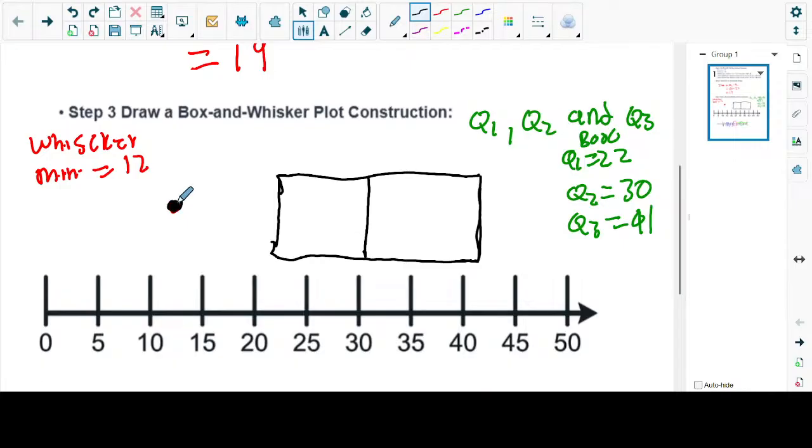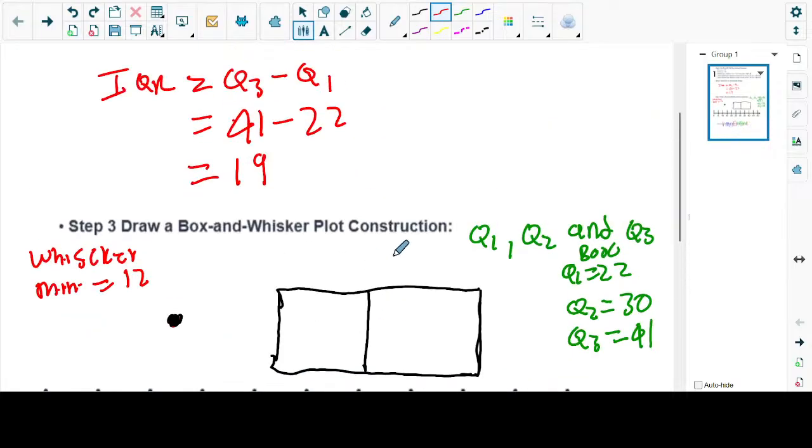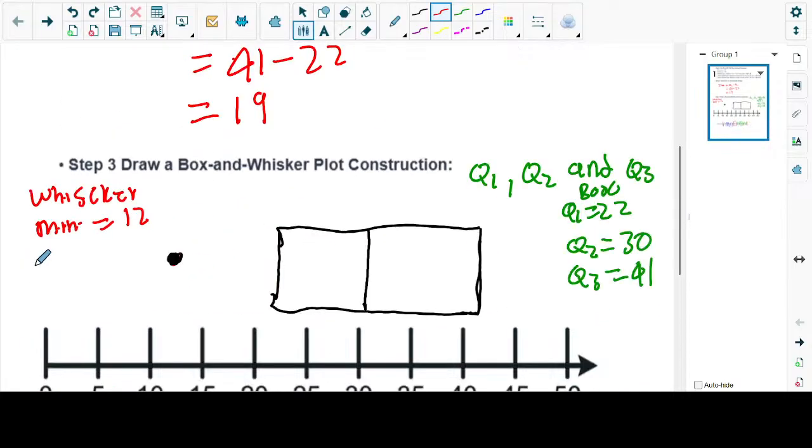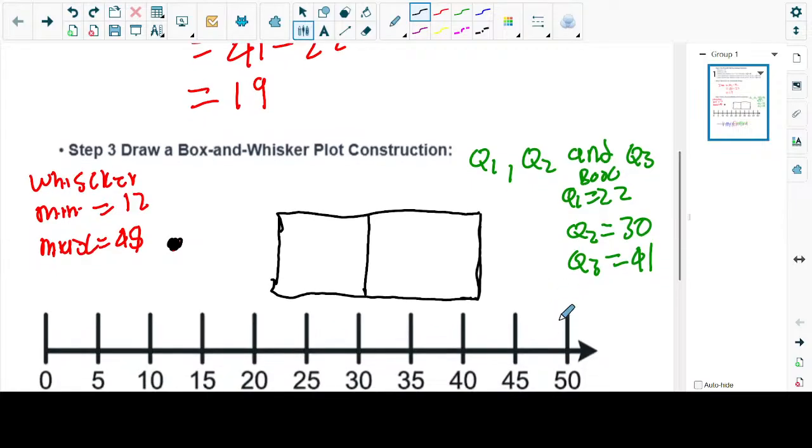Then we go to our max. Let me check our max. 48. So we have another dot now. This dot is going between 45 and 50, but it's going to be a little closer to 50.